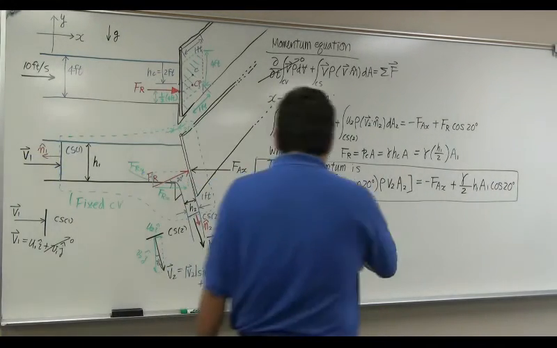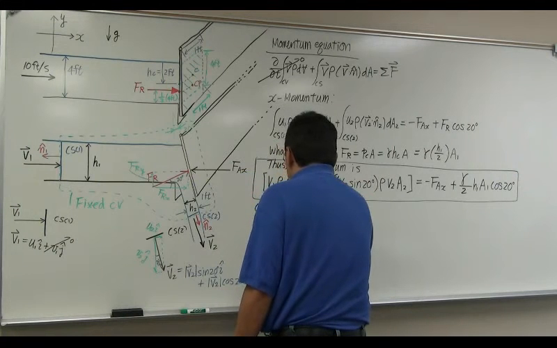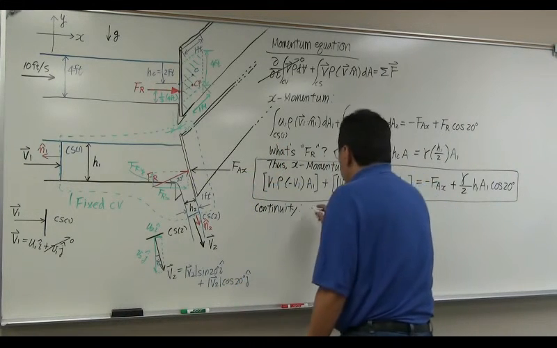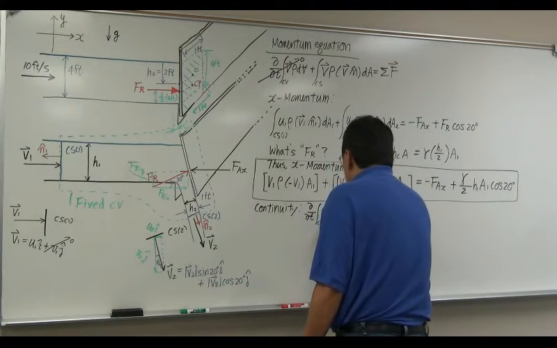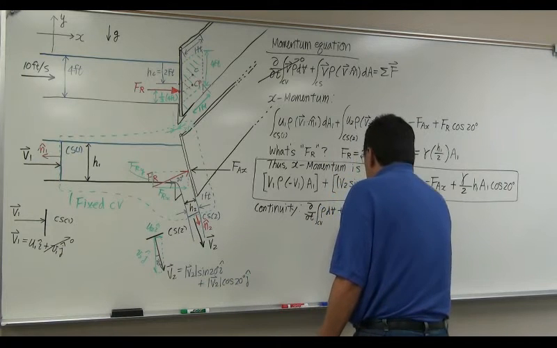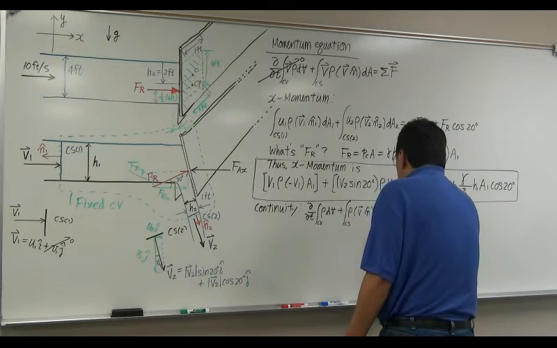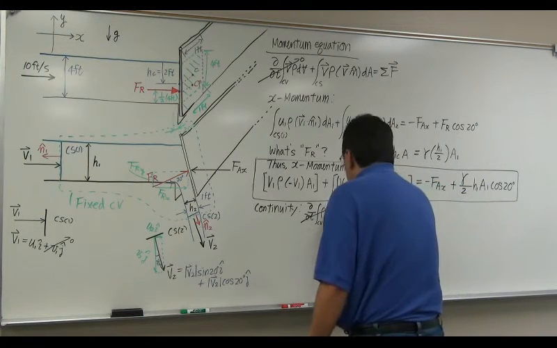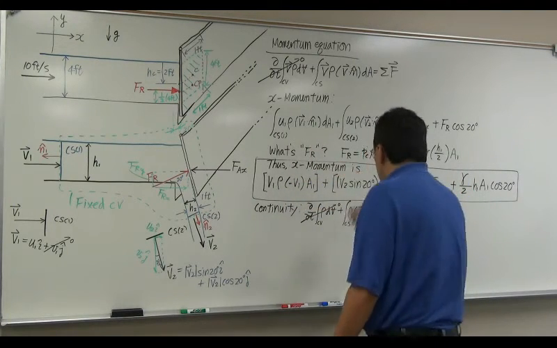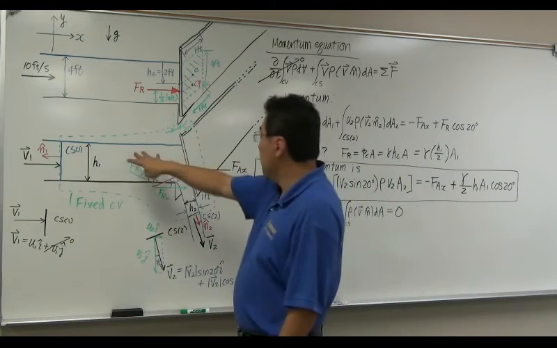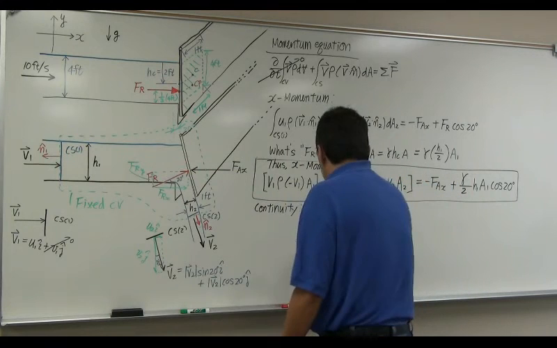Now I want to apply continuity as usual. As usual, continuity is d/dt of the integral over the control volume of rho dV plus the integral over the control surface of rho V dot n dA is equal to 0. This is steady flow. So continuity applied on control surfaces 1 and 2. Actually, this is the water, so density goes outside, it's constant. Density goes away.